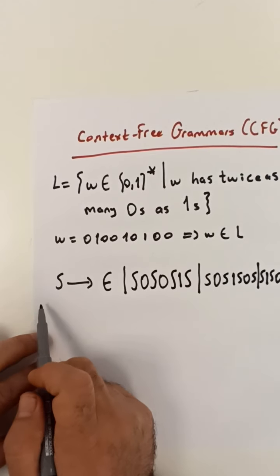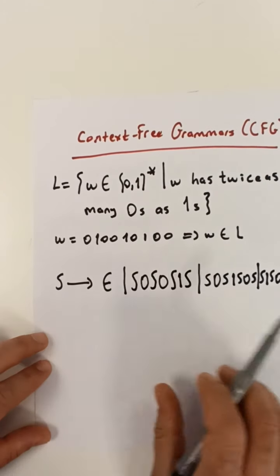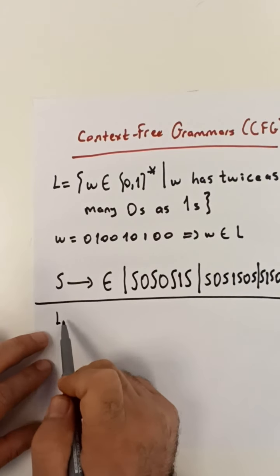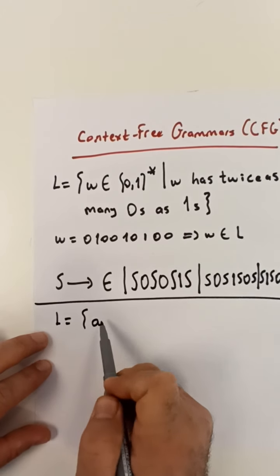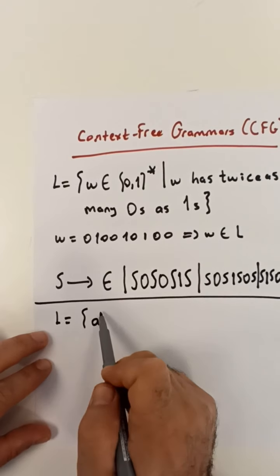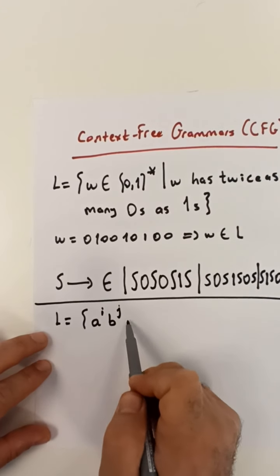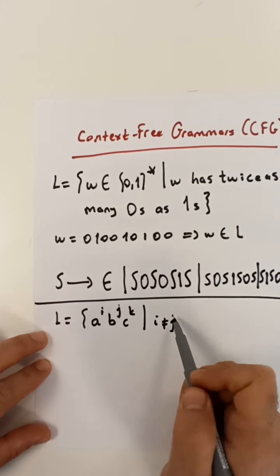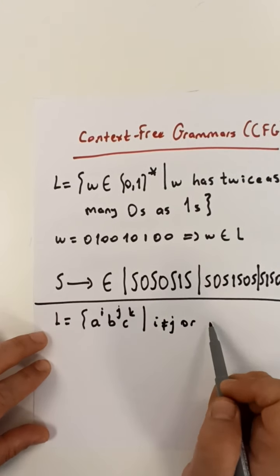Let's consider yet another example. L consists of a's, b's, and c's, a to the i, b to the j, c to the k, such that i is not equal to j or j is not equal to k.